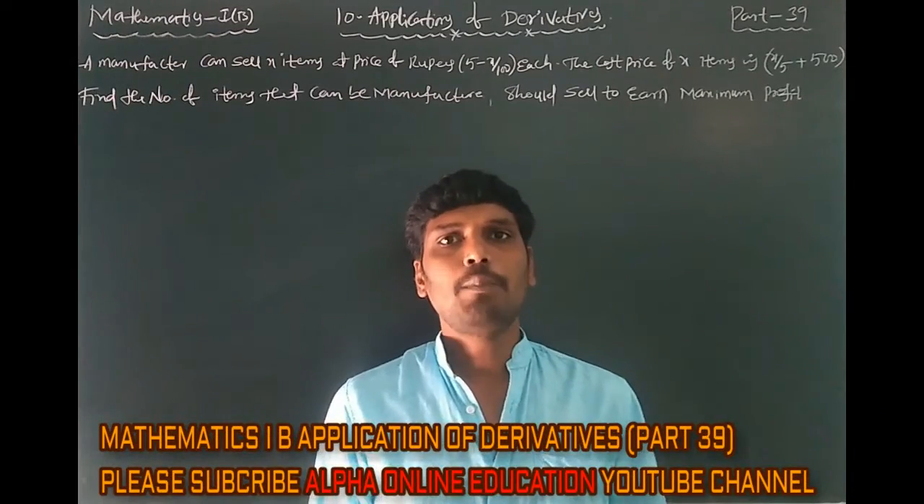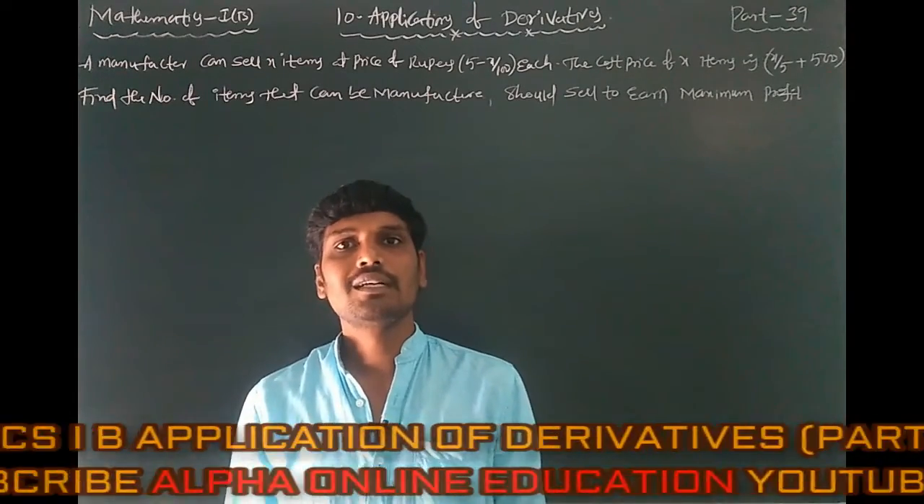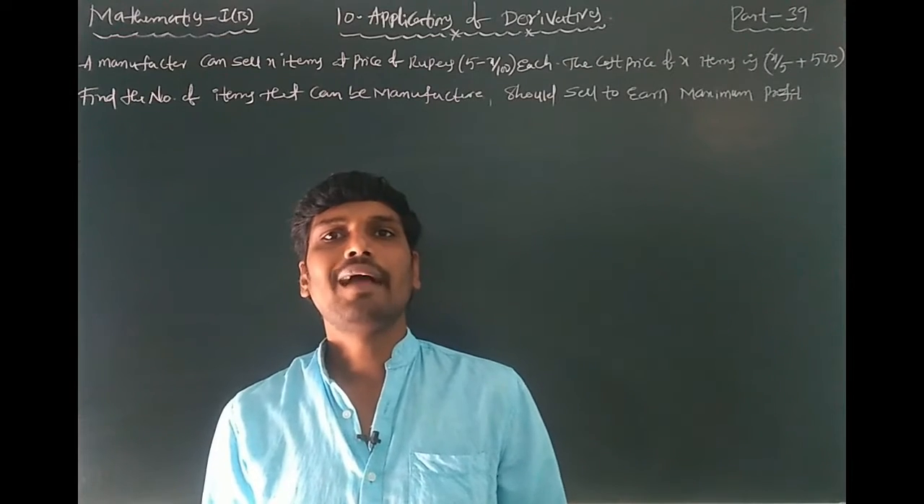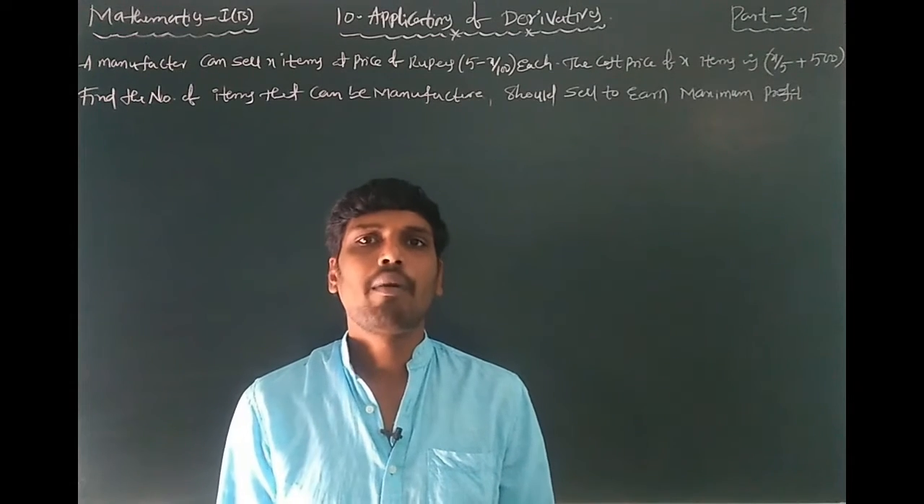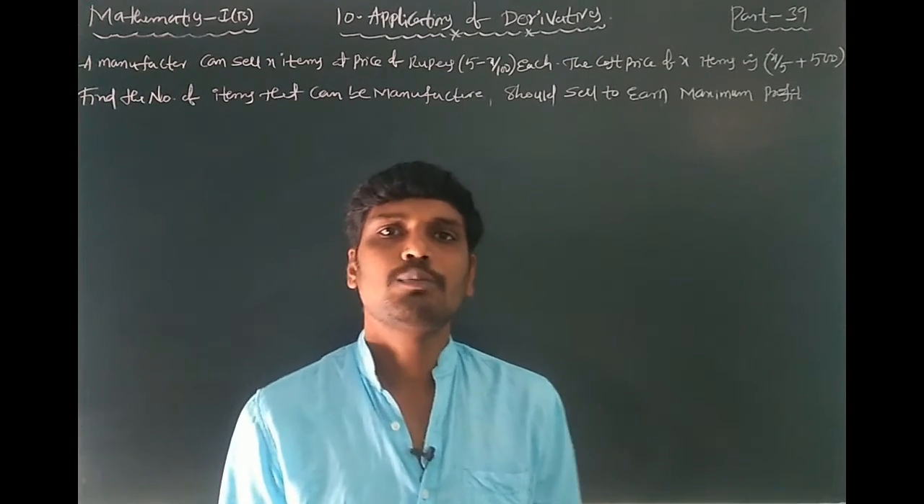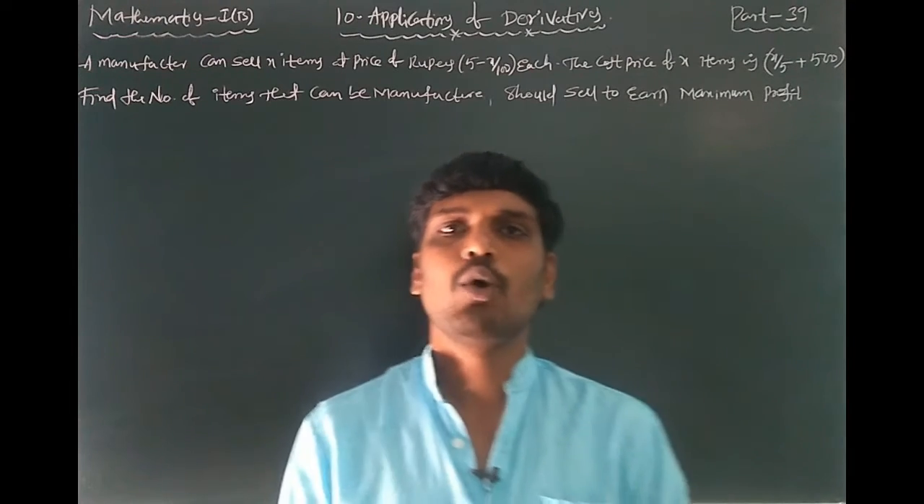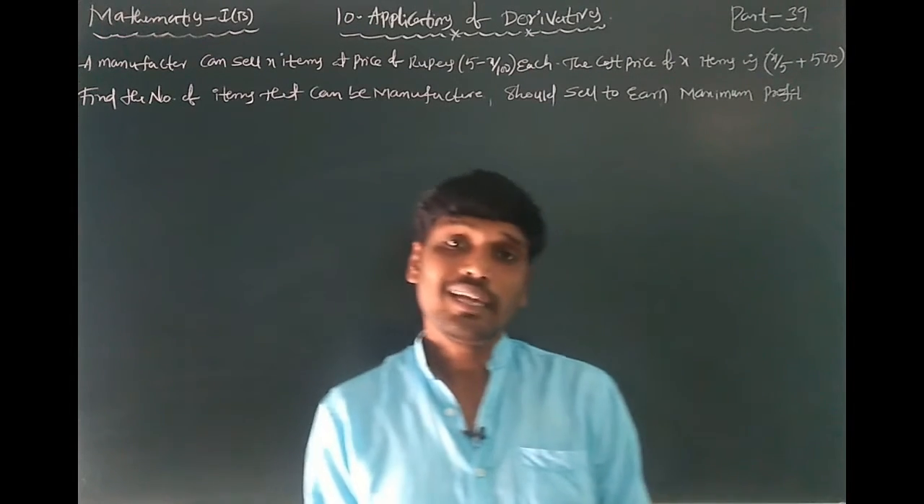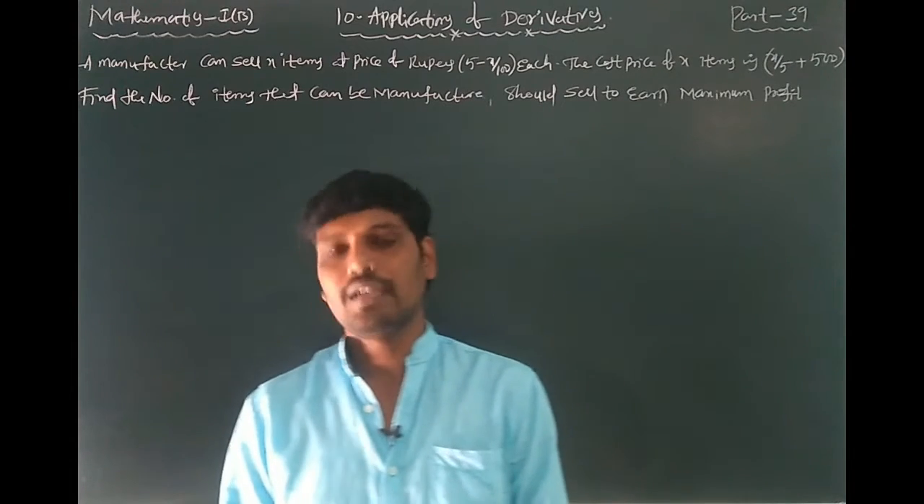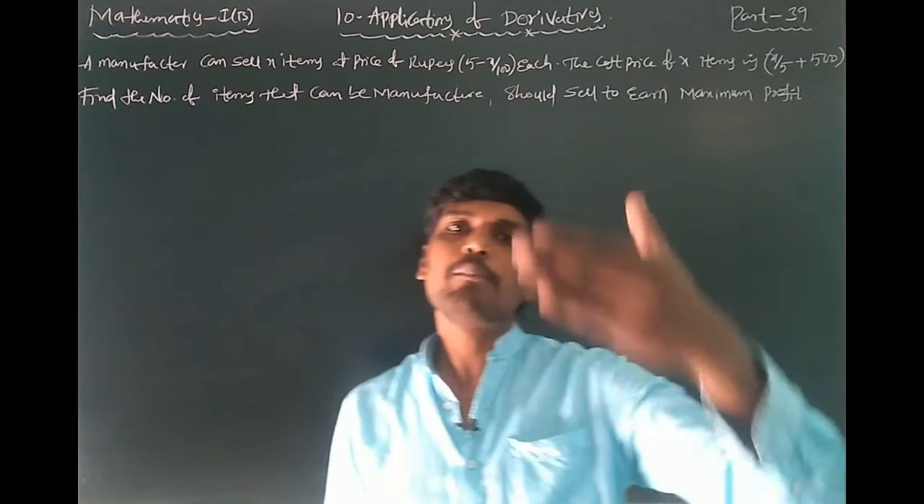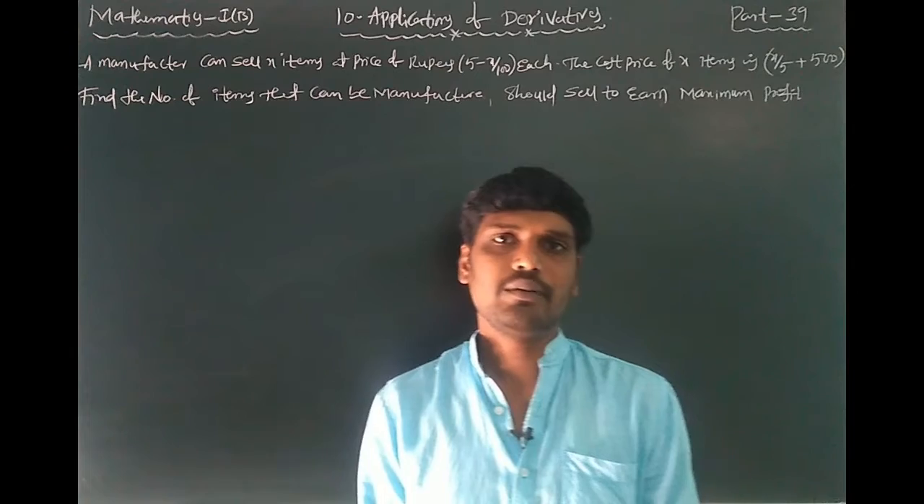Tenth chapter, applications of derivatives. This chapter belongs to Mathematics 1B, part 39. In the last part, we completed the profit function model problem, which carries 7 marks in the IB examination. Today I will explain some more problems in the profit function model.